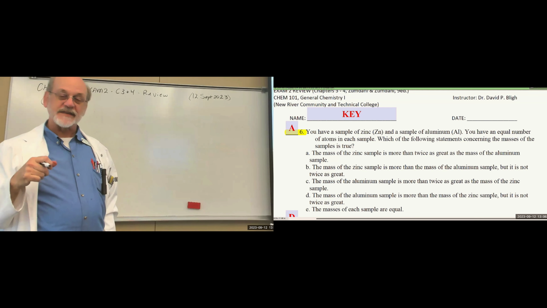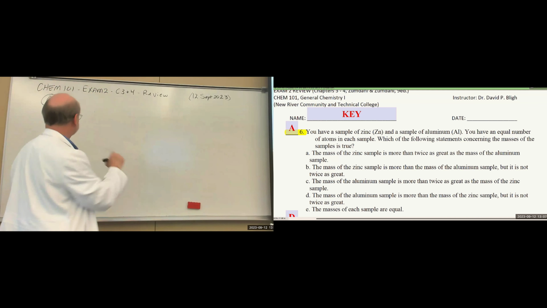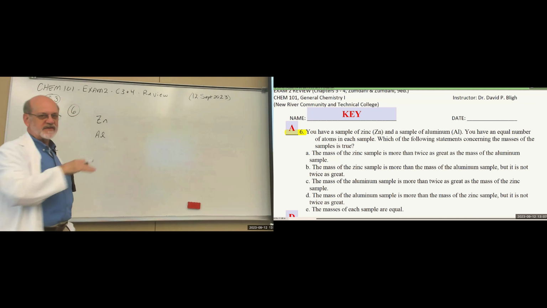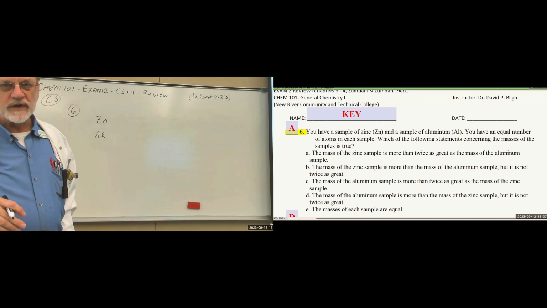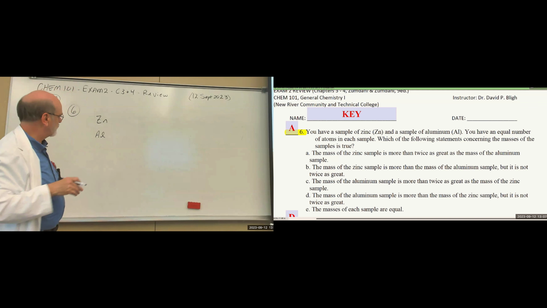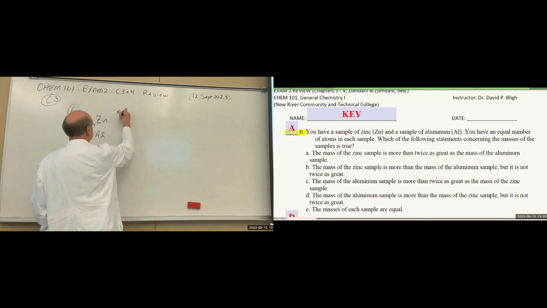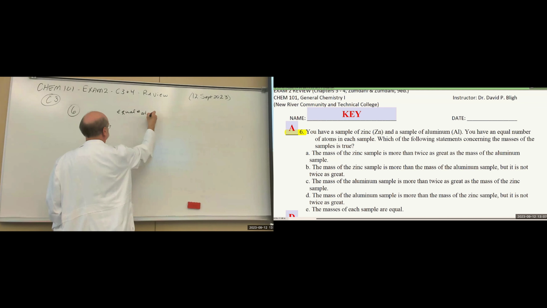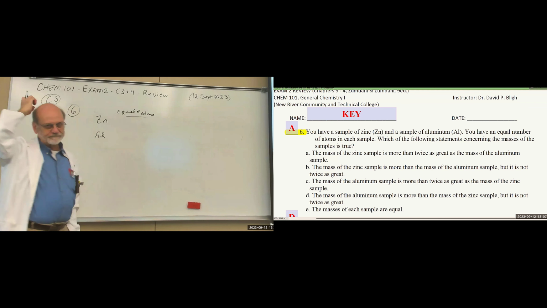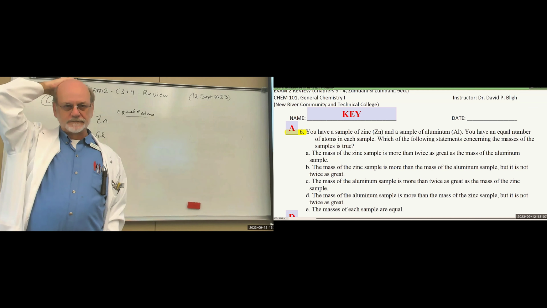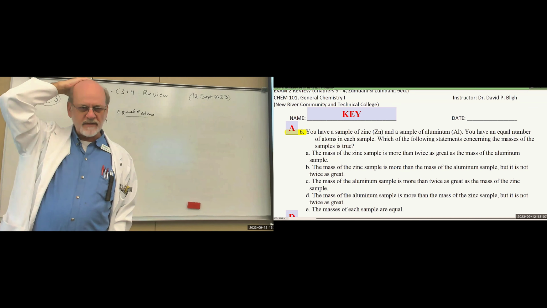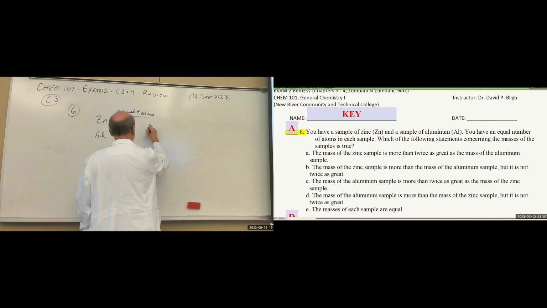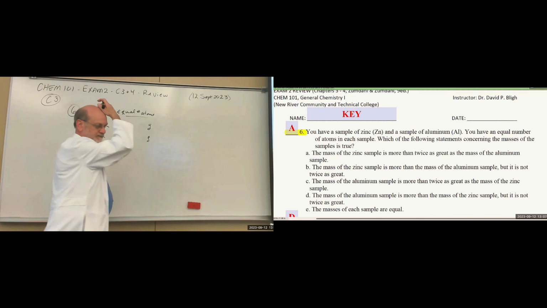You have a sample of zinc and a sample of aluminum. That's all we know so far. We've got a sample of each. You have an equal number of atoms in each sample. Which of the following statements concerning the masses of the samples is true? So we want to know something about grams of each.